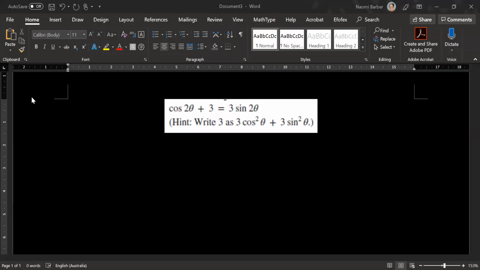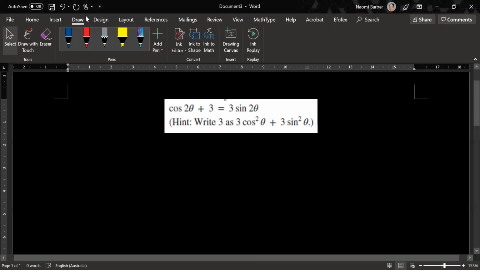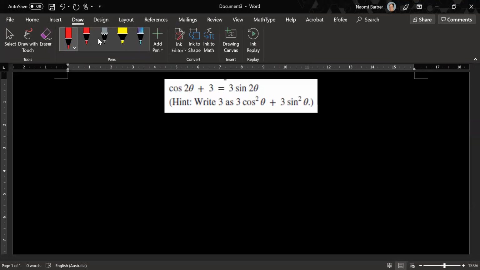All right. Today we're doing this amazingly fun question with double angles. So we're given this great hint which says write 3 as 3 cos squared theta plus 3 sine squared theta.